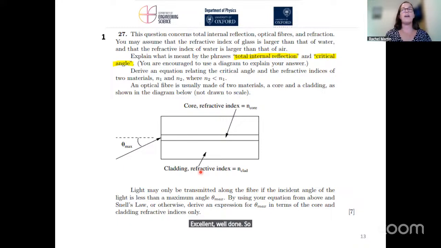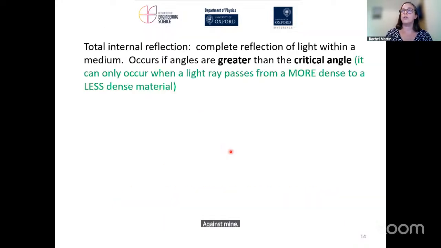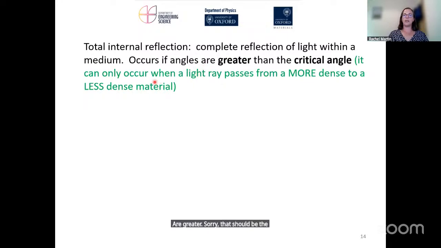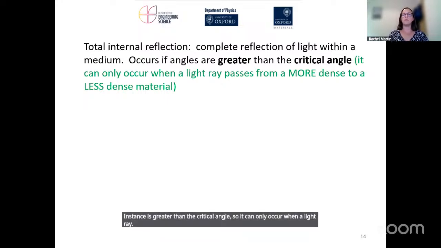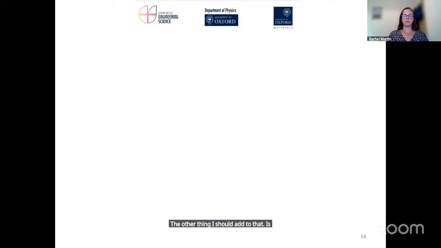So have a check of your definition against mine. Total internal reflection, where we have complete reflection of light within a medium, and the condition is stated here, occurs if the angle of incidence is greater than the critical angle. It can only occur when a light ray passes from a more dense medium to a less dense medium. The other thing I should add to that is, I've just written a note on my other slide.